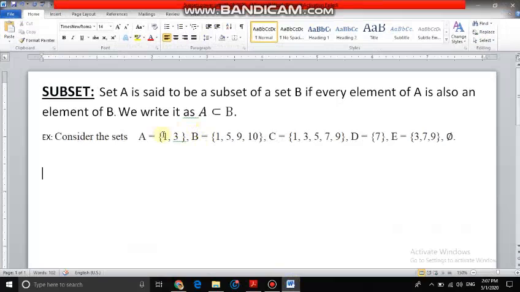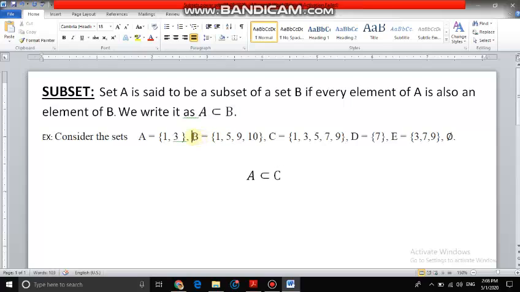But in the same way, if you observe set A and set C, are they a subset or not? Just see, 1 is an element of A, 1 is an element of C. 3 is an element of A, so 3 is also an element of C. So here I can say strictly that, let me copy this one, this is C. So A is a subset of C.